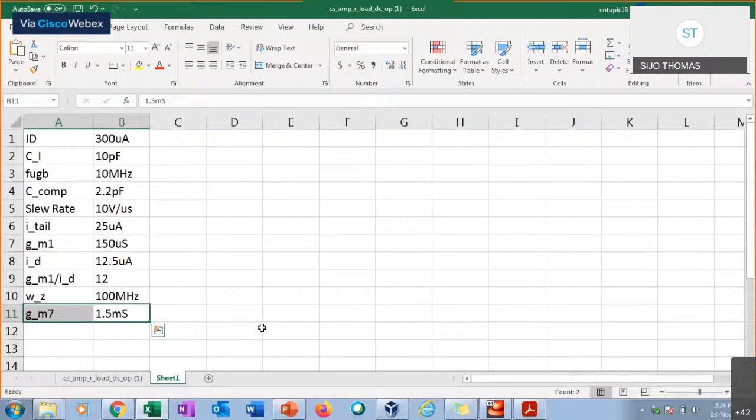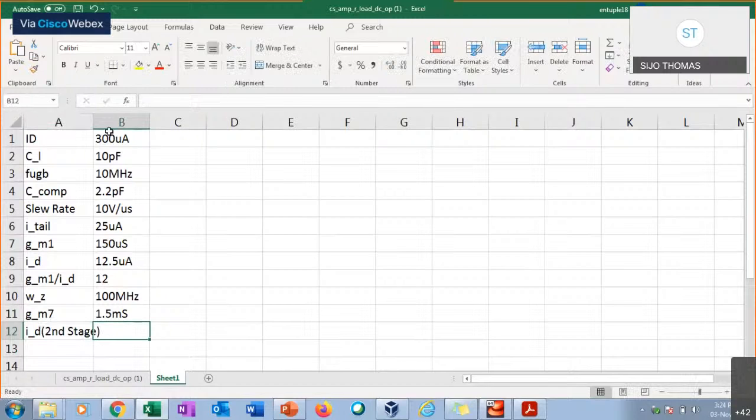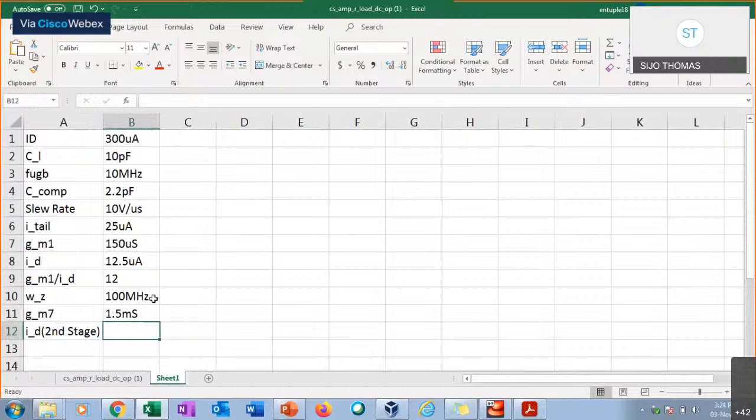Okay, so now we got the GM value here. If you go with the same GM by ID ratio for the second stage MOSFETs also, GM by ID ratio we already found as 12. So from that one we can find what is the ID which is flowing through the second stage. So if I put ID second stage, we can find it from the GM by ID ratio we already know, which is equal to 12. So from that, ID will be equal to 125 microamps.